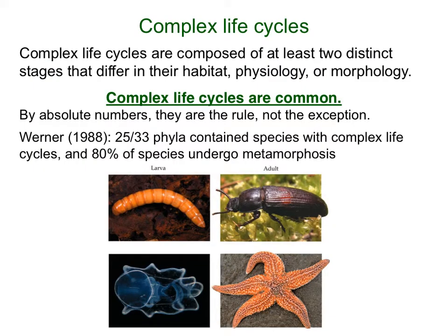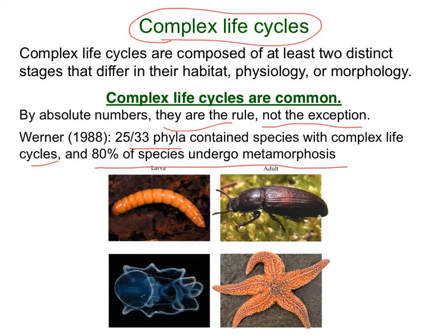Many species actually have very complex life cycles. And because most vertebrates, including mammals, including ourselves, don't have these kinds of abrupt transitions between different stages as they grow, we tend to think that they're strange. But complex life cycles are actually more common than non-complex life cycles. In fact, by absolute numbers, they're the rule, not the exception. This study showed that 25 out of 33 different animal phyla contain species with really complex life cycles, and 80% of species undergo metamorphosis.